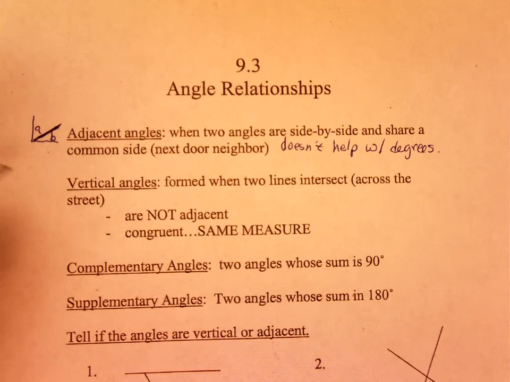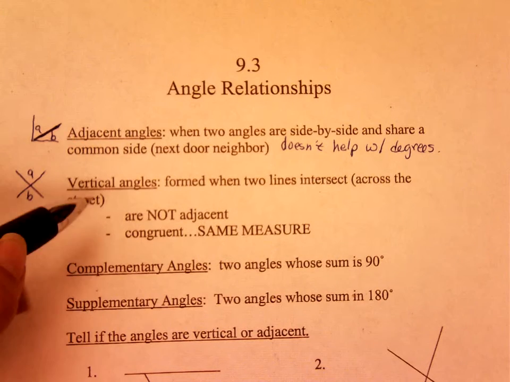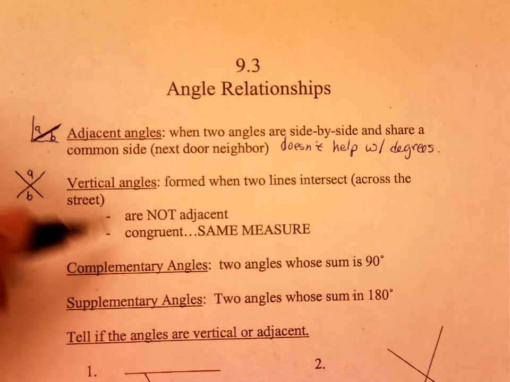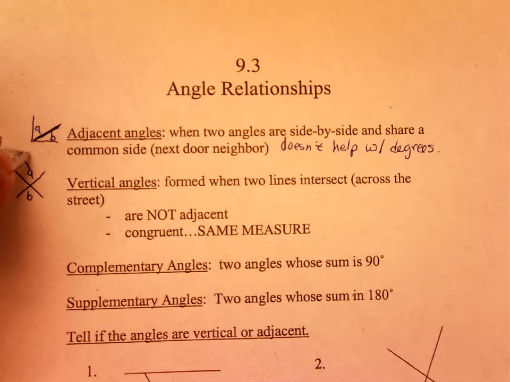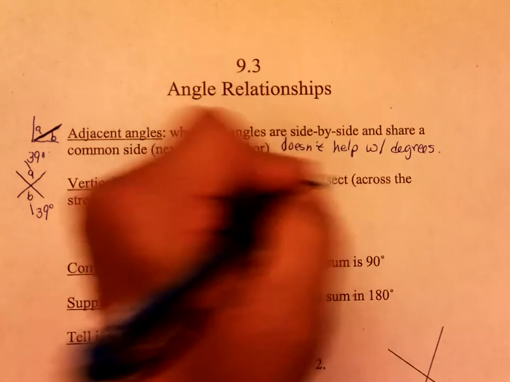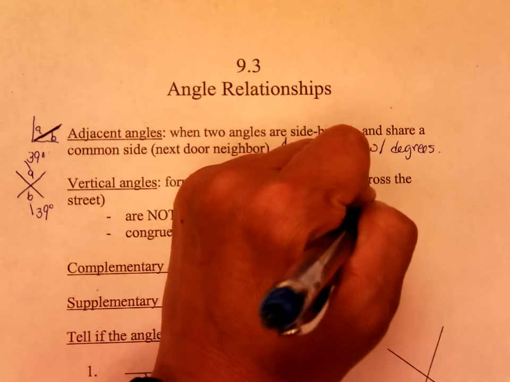Vertical angles are formed when two lines intersect. They live across the street. So vertical angles look like this. You have an A and a B. They're not adjacent, which means that they don't share a wall, and they are congruent. They have the same measure. So if A is 39 degrees, then B is 39 degrees. Okay, vertical angles help with finding degrees.